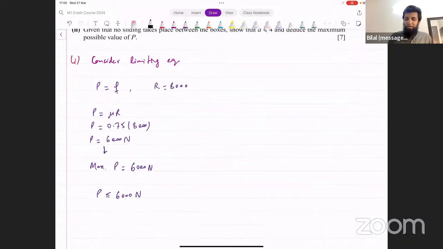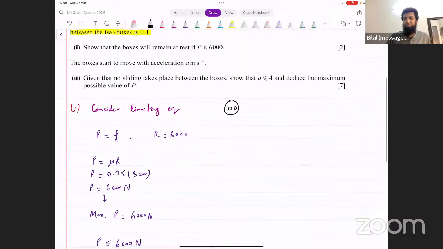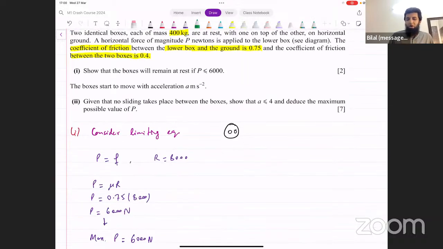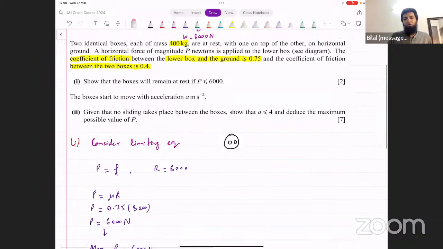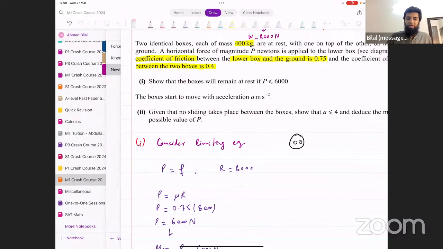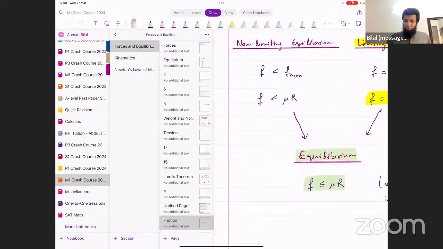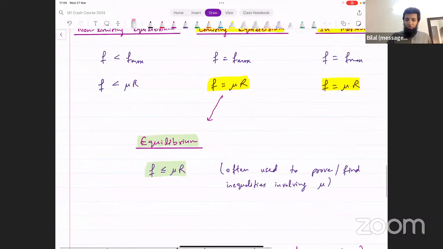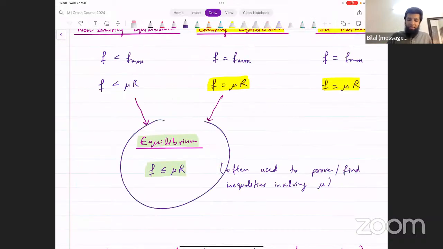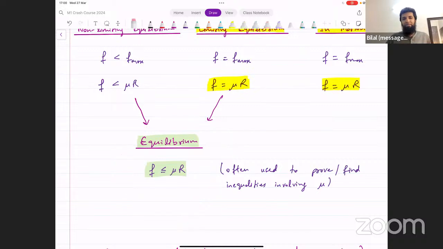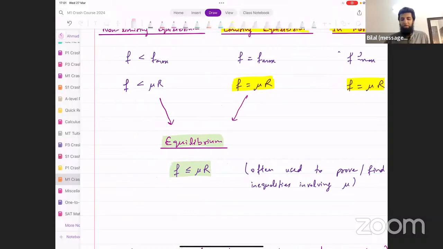Another possibility could be, since you know that the objects will remain at rest, that means it's equilibrium. We don't actually know if it's limiting or non-limiting equilibrium. Remember that case that we did in friction? When we do not know whether the equilibrium is limiting or non-limiting, we used to say F is less than or equal to mu R, right? We've done this in forces in equilibrium. We use this to prove inequalities in that topic as well.